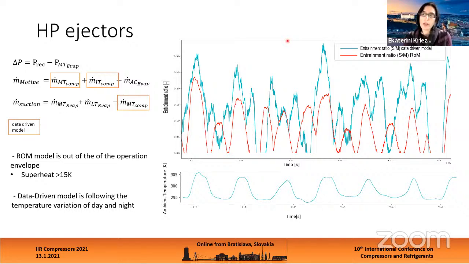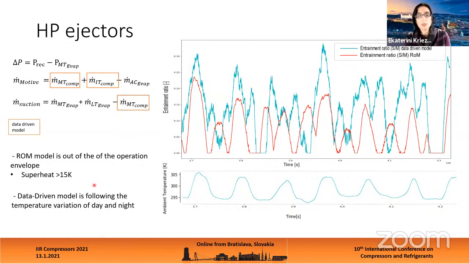For the high pressure lift ejectors, the verification parameter here is the ambient temperature. We have some variation between day and night, and that is also reflected in the load of the system. We can see that the data-driven model is also following the day-night trends of different loads. And the levels we are getting are not unrealistic compared with what we know from lab data of the individual cartridges. The red line of the ROM model does not follow the same trend of the ambient temperature as the data-driven model.